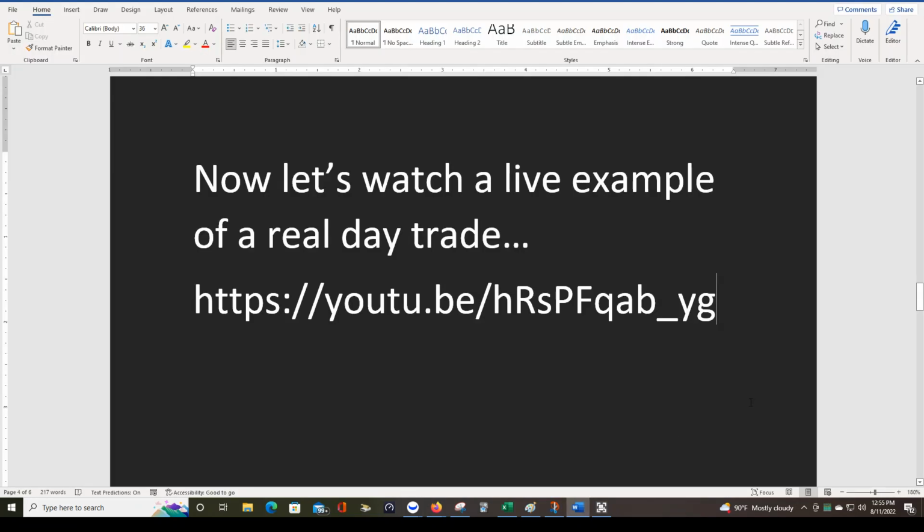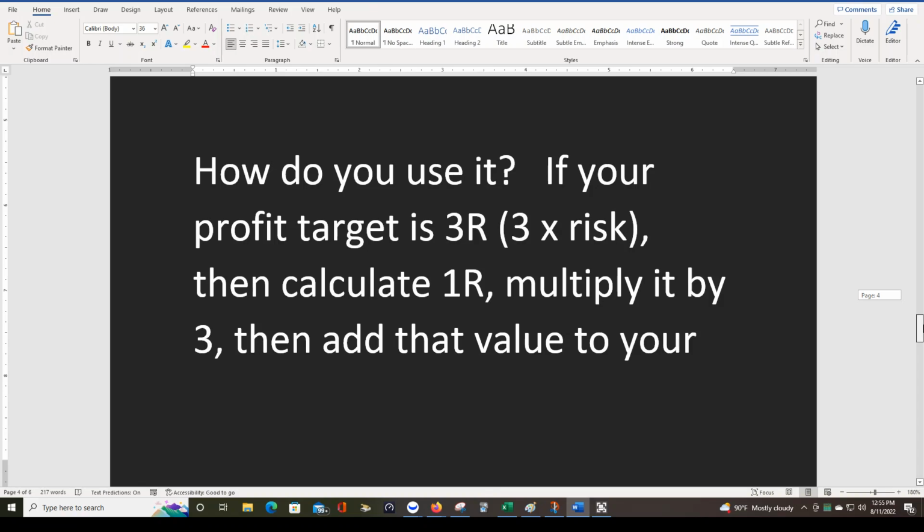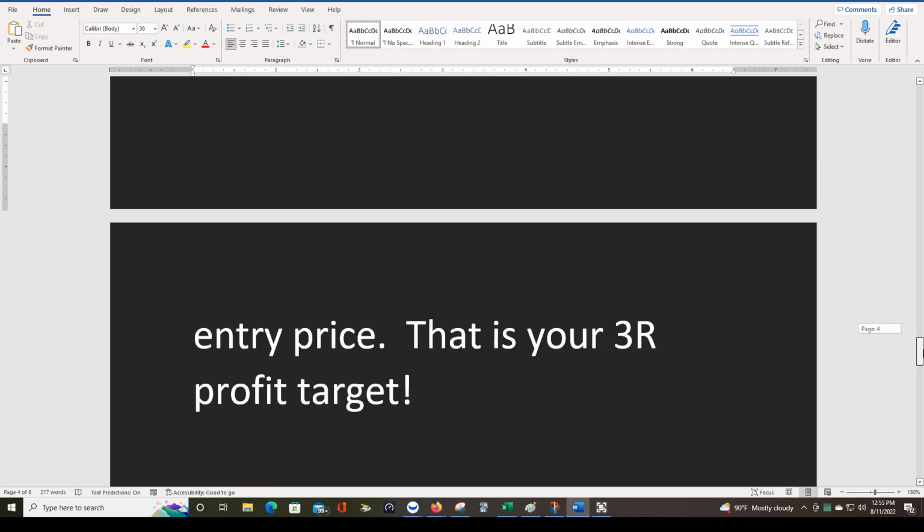So let's go back to this. So we just saw the real world example. How do you use it? We showed you that in the video, but if your profit target is 3R, then it's going to be 3 times your risk. So you calculate 1R, you multiply it by 3, and then add that to the value of your entry price, and that's your 3R profit target.